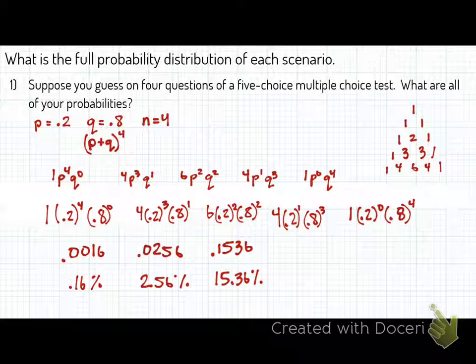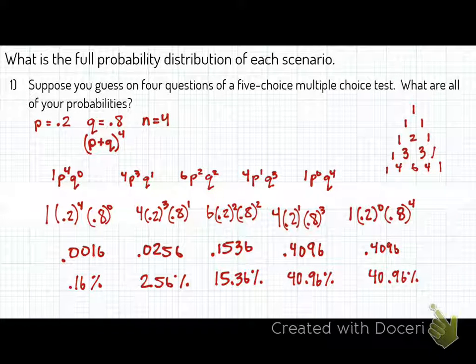And then the next one, we're going to clear out the calculator. Start with 4. 4 times 0.2 times 0.8 times 0.8 times 0.8. And we get 0.4096. And this could be 40.96%. And then the last one we're going to do 0.8 to the 4th power times 1, which by itself is 0.4096 again, and that's 40.96%.